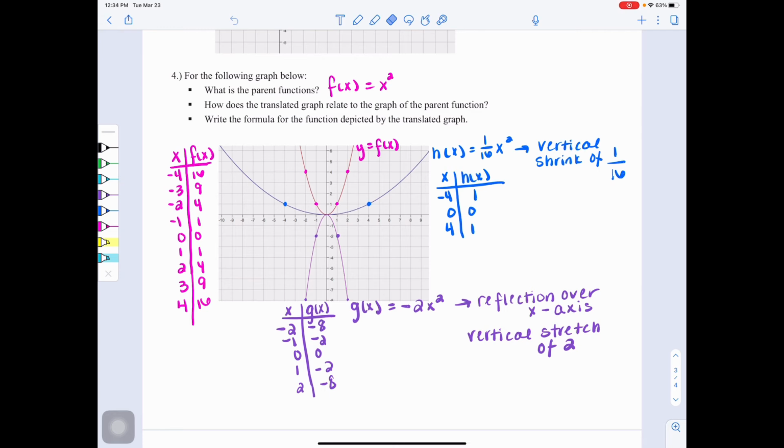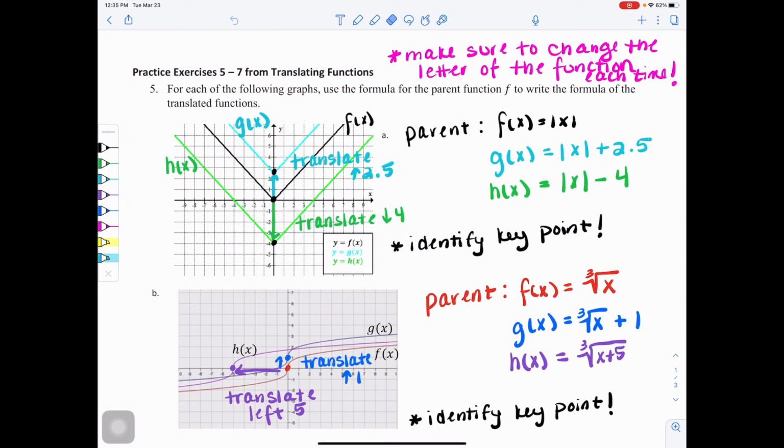Now for practice exercises 5 through 7, which concentrates on translating functions. I wrote at the top to make sure that you change the letter of the function each time. That applies for the earlier questions as well. Hopefully you've noticed that.